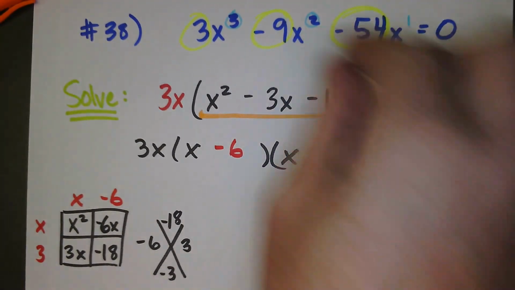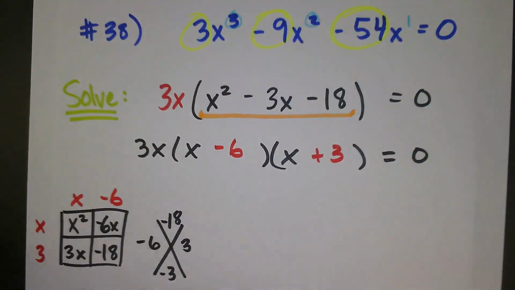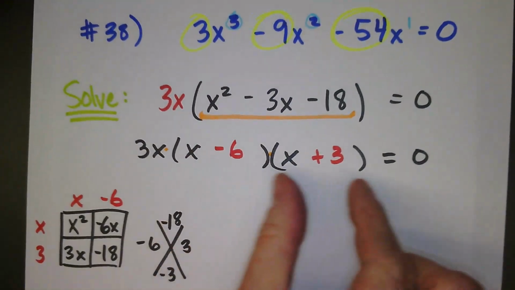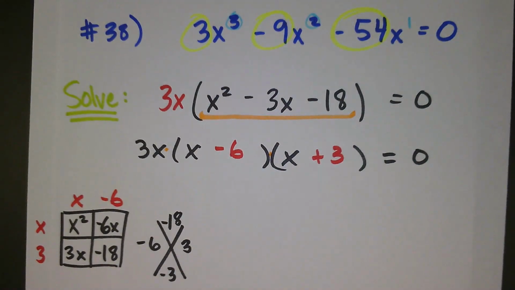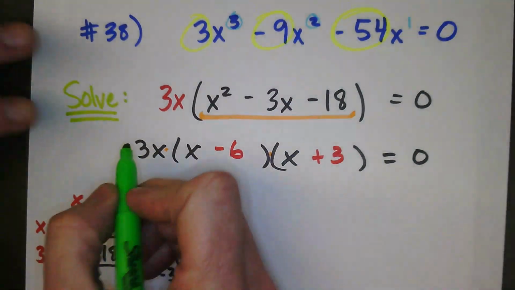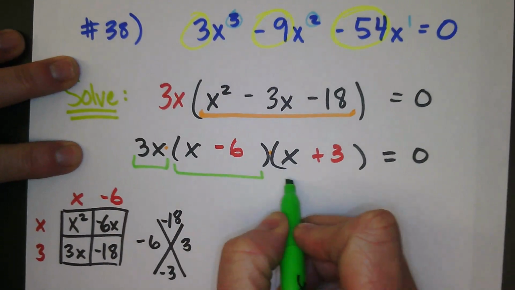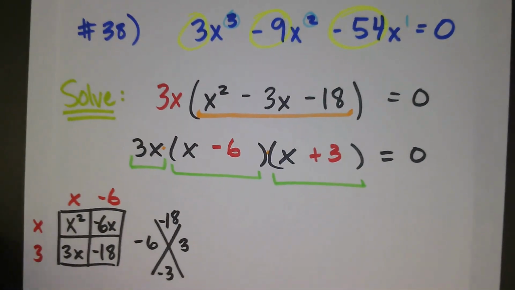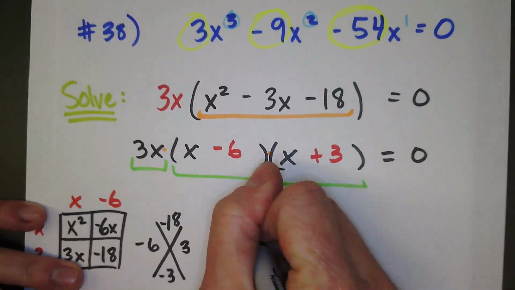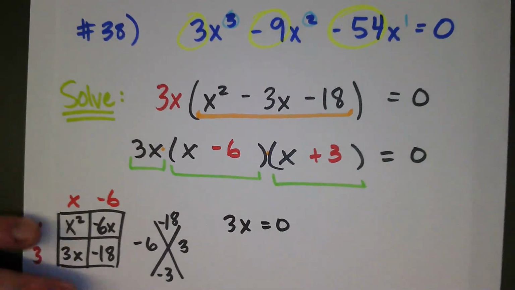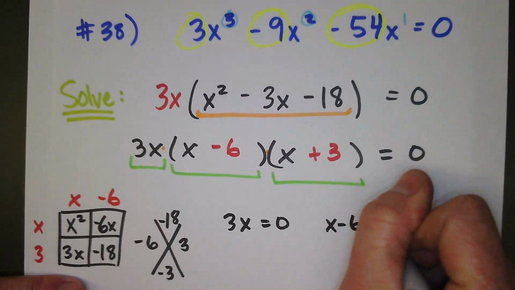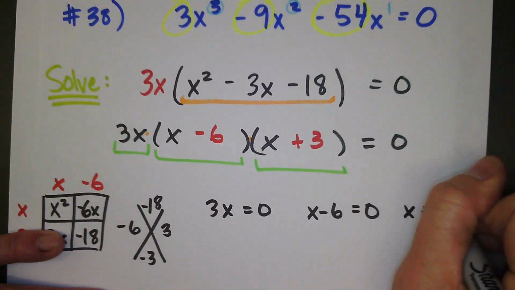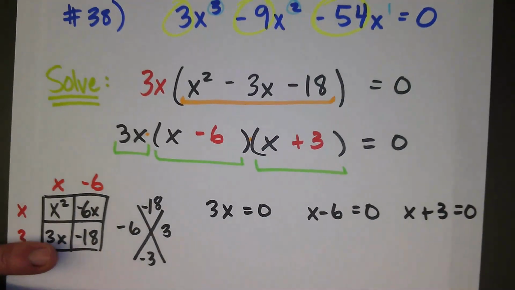So now what I've done, I have created a multiplication problem that equals 0. This piece times this piece times this piece equals 0. That means one of these pieces equals 0. So I'm going to set them all equal to 0 and solve them. I'm going to take 3x, set it equal to 0. I'm going to take x minus 6, set it equal to 0. And then I'm going to take x plus 3 and also set it equal to 0.